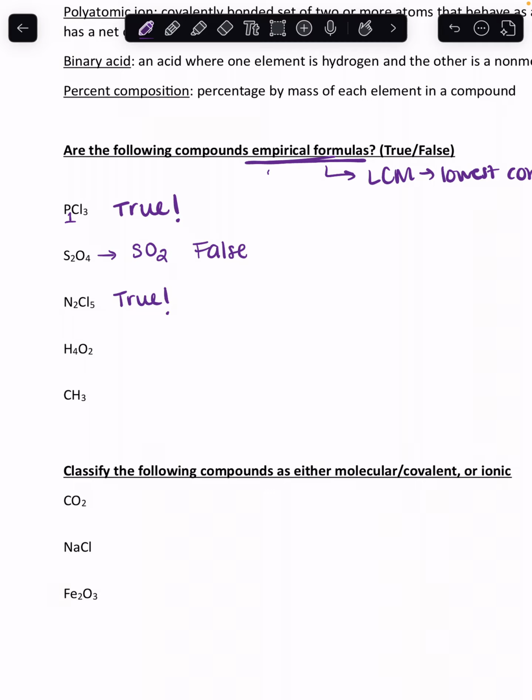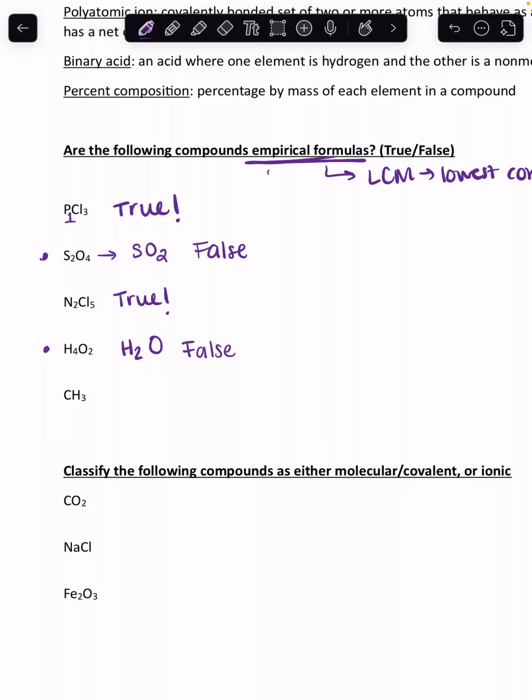Next one is H4O2. That is very similar to the S2O4 that we saw right up here, right? So these have a lowest common multiple, that of which being 2. If I divided 2 into both of those subscript numbers, it would become H2O. It's water. Surprise. So this statement, is this an empirical formula, would be false. You can reduce those subscripts even further.